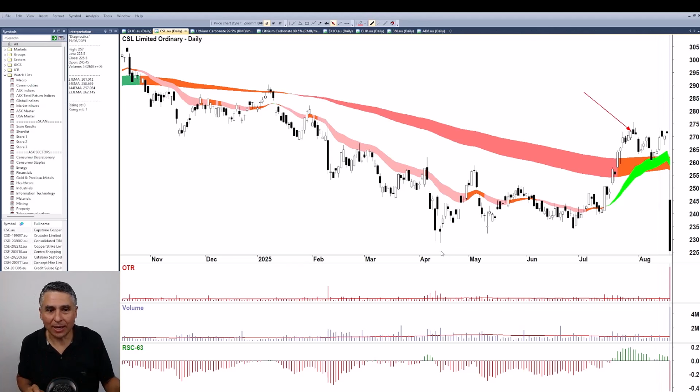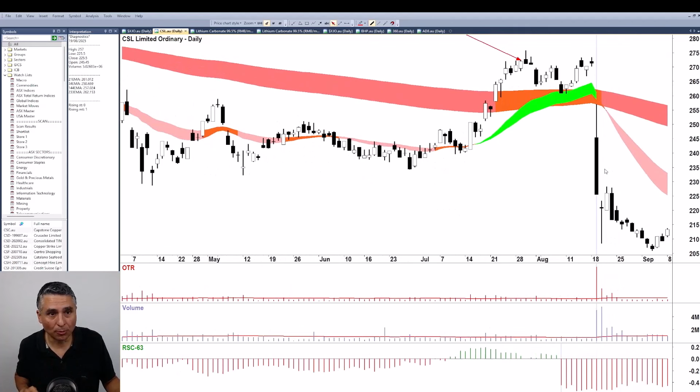Well, on that day there, how much demand was in the system? Well, we have got a big black candle, which means that the price closed beneath its open. So it opened up here. It tried to go up. Can you see that? Maybe we'll zoom in a little bit more.